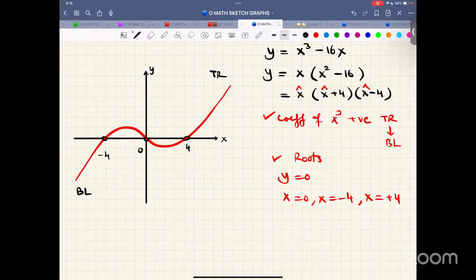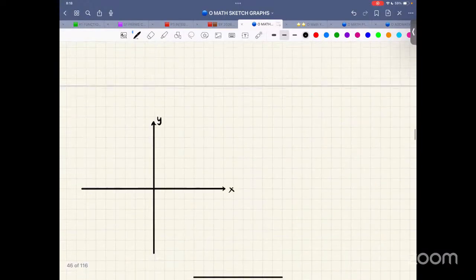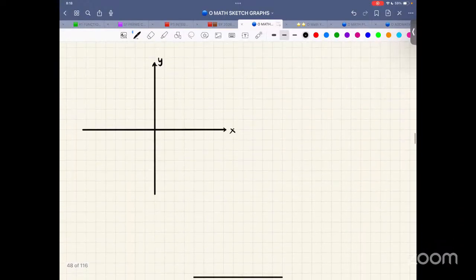So now this thing is all done and dusted. The cubic thing.